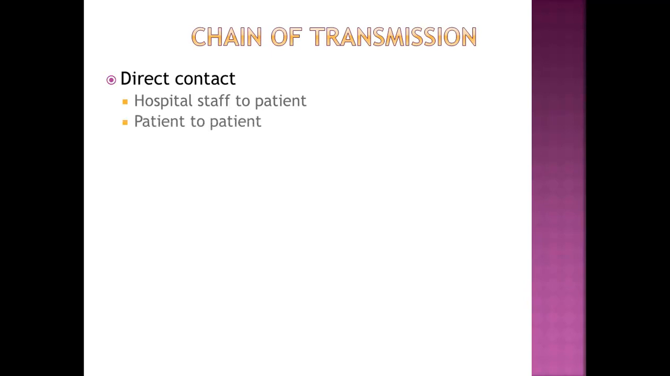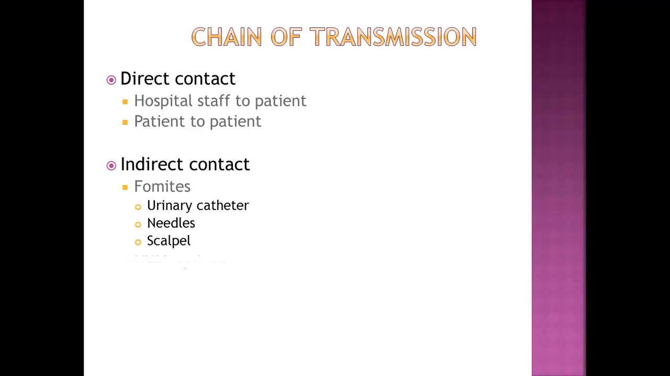So how is this happening? How is nosocomial infections occurring? Well, the chain of transmission is number one, probably through direct contact. Hospital staff to patients, not washing your hands, not doing the proper aseptic technique. Patient to patient. You're in a room with another patient that's coughing and you're sick too. Same thing. Indirect contact through fomites using urinary catheters, needles, scalpels, and of course the HVAC system, the ventilation system.